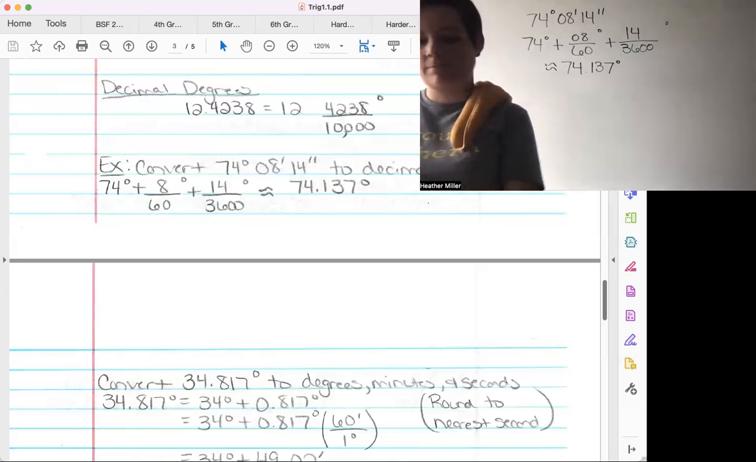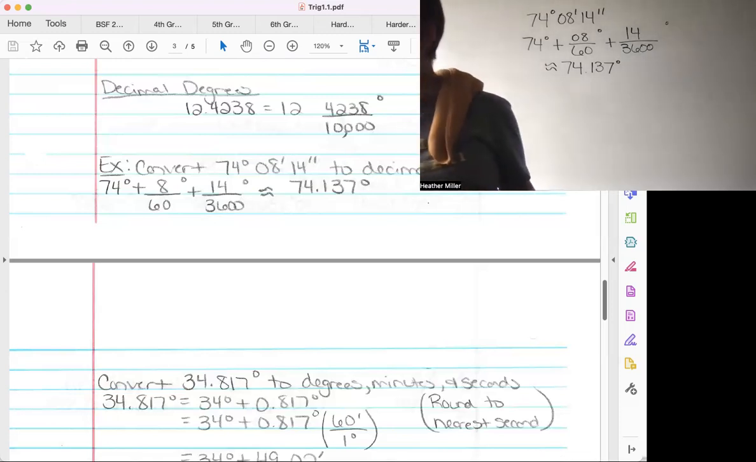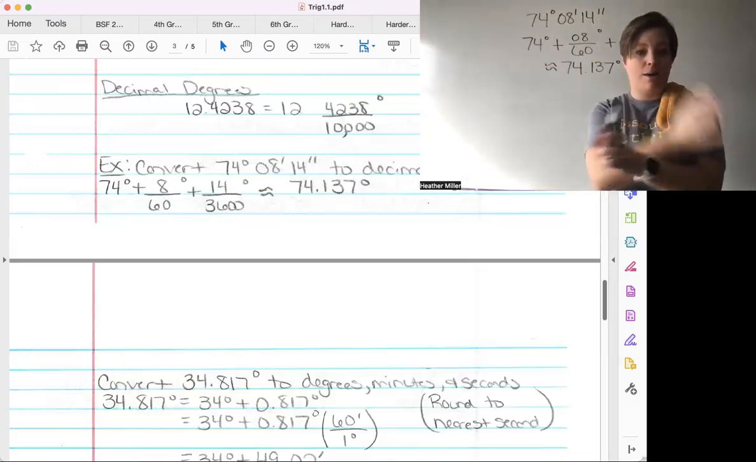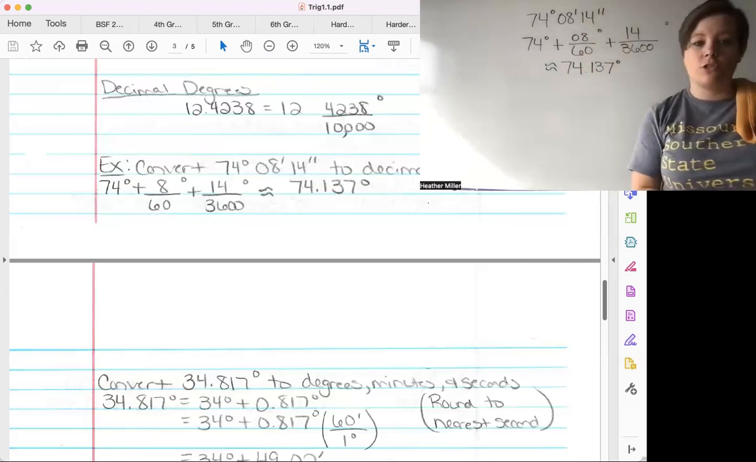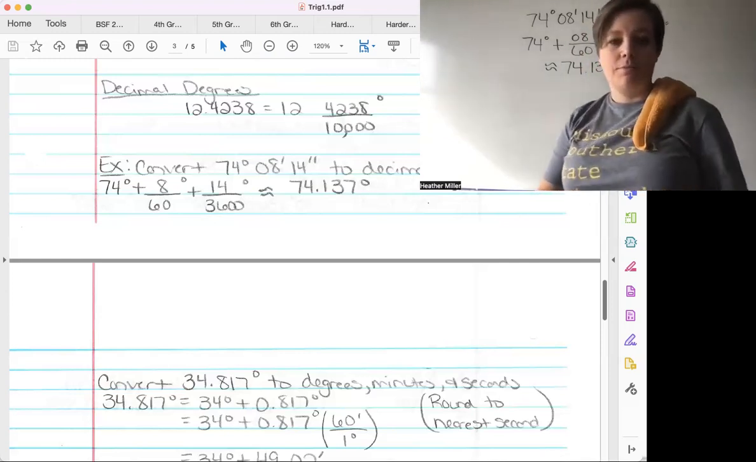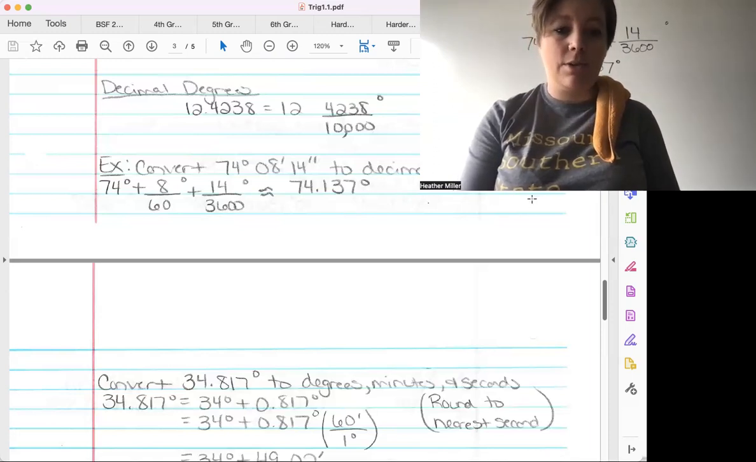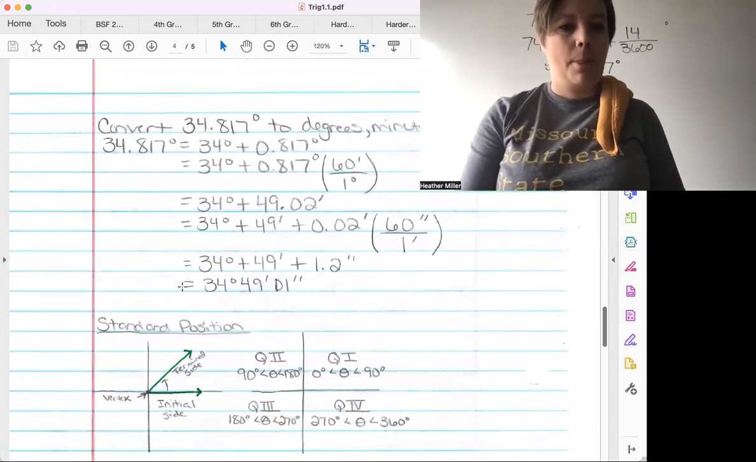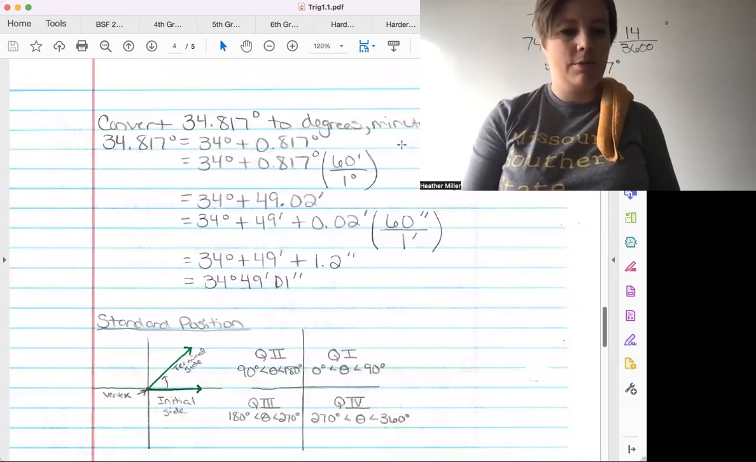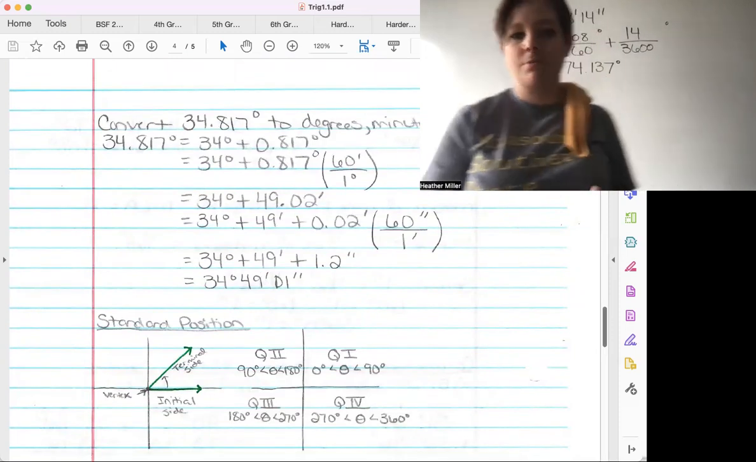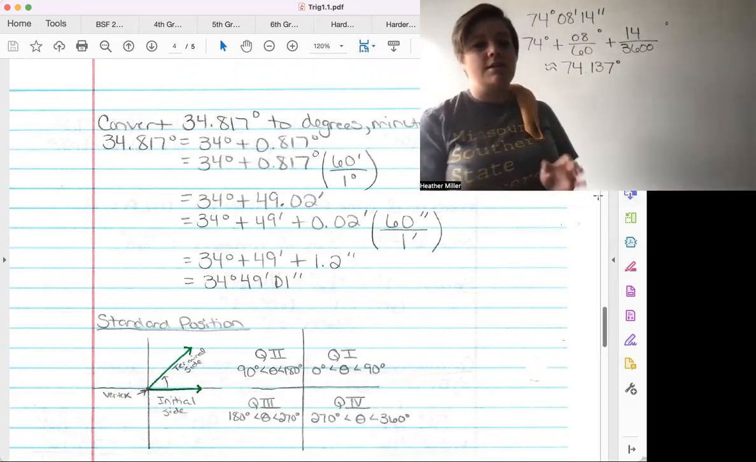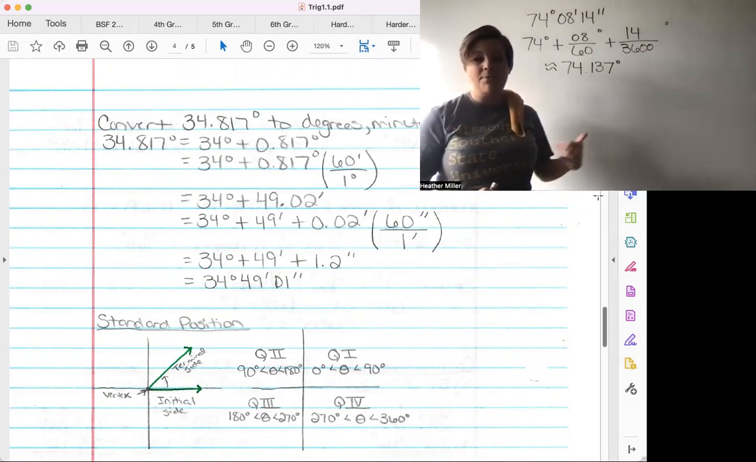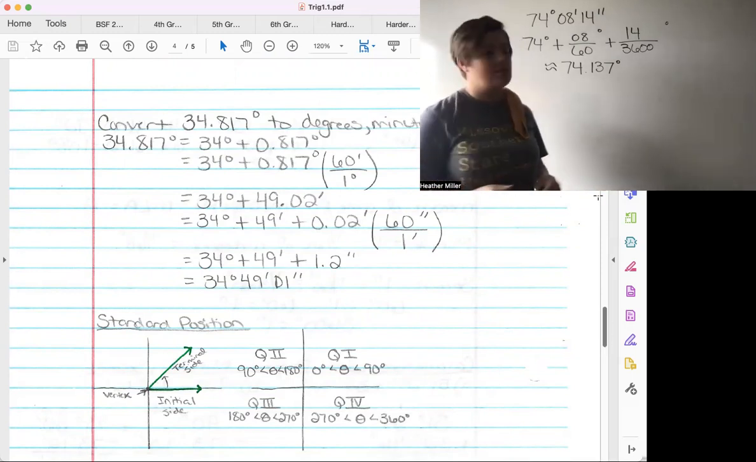We're going to do another one. Only this time, we're going to go the opposite direction. We're going to go from the decimal, and we're going to go back up to the degree, minutes, and seconds. Because if we go one direction, it's nice to be able to know that we can go the other. All right. Let me try and cover up the answers. Every time I move my video, it covers different things. This time we're going to convert 34.817 degrees to degrees, minutes, and seconds.